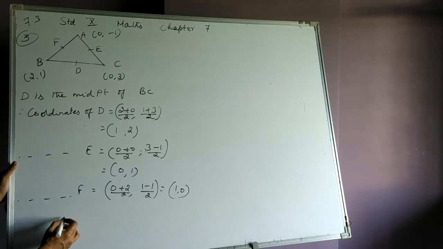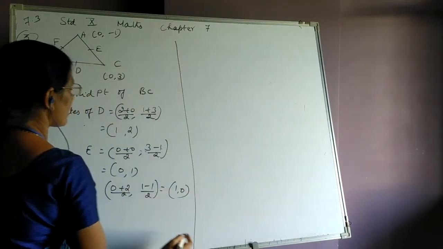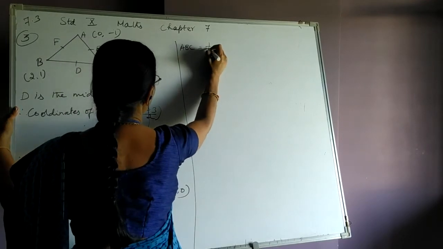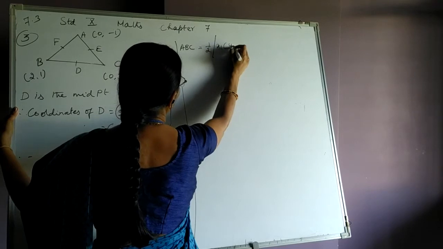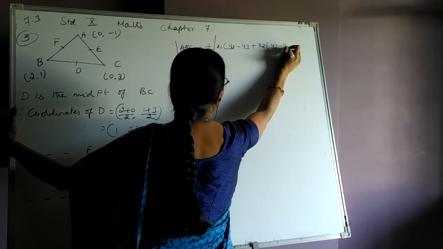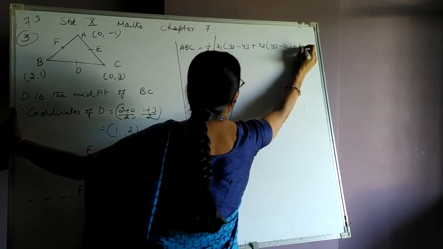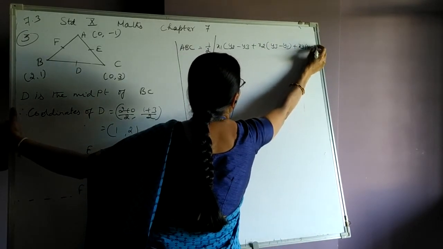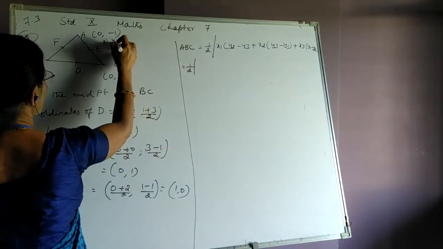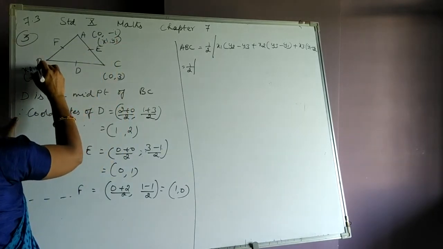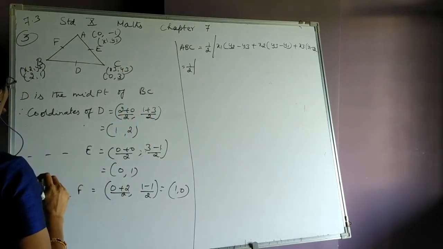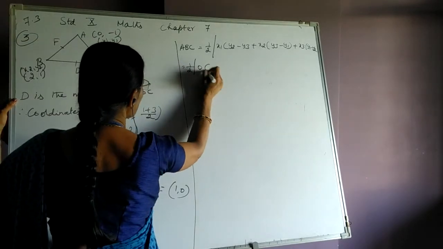Then coordinates of E. E is the midpoint of AC. Therefore, coordinates of E are (0 plus 0) upon 2, (3 minus 1) upon 2. Here it is 0, 3 minus 1 is 2, 2 upon 2 is 1. Then coordinates of F, F is the midpoint of AB. Therefore, coordinates of F are (0 plus 2) upon 2, (1 minus 1) upon 2, which becomes 1, 0.